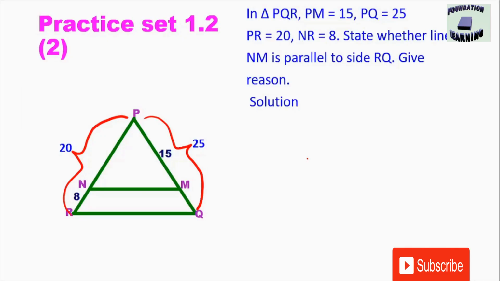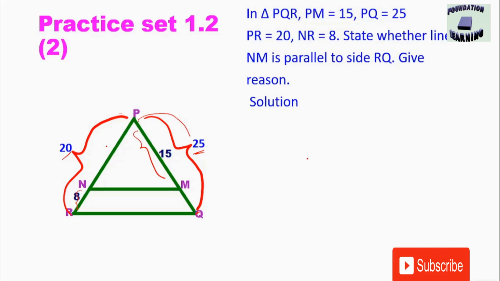Now let's take the next sum, that is practice set 1.2, second main sum. In triangle PQR, PM is 15. The entire side PQ is 25. PR, the entire side from top to bottom, is 20. NR is 8. We have to find whether line NM is parallel to side RQ.